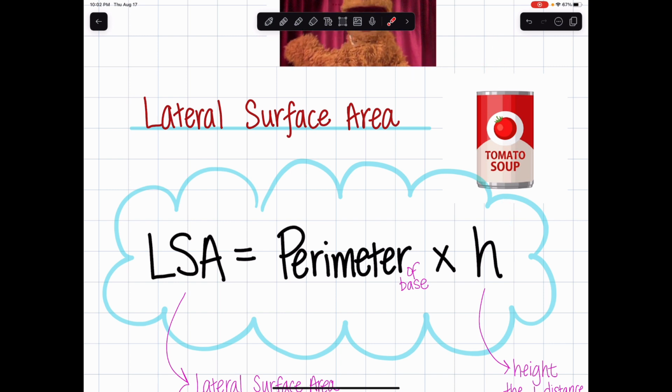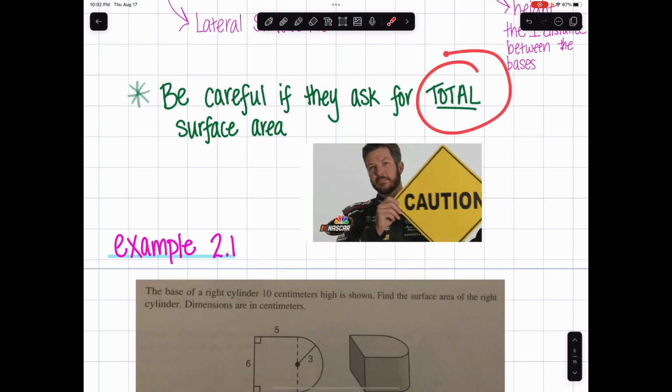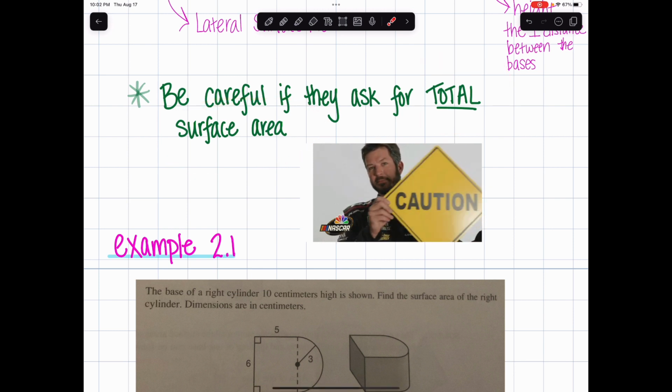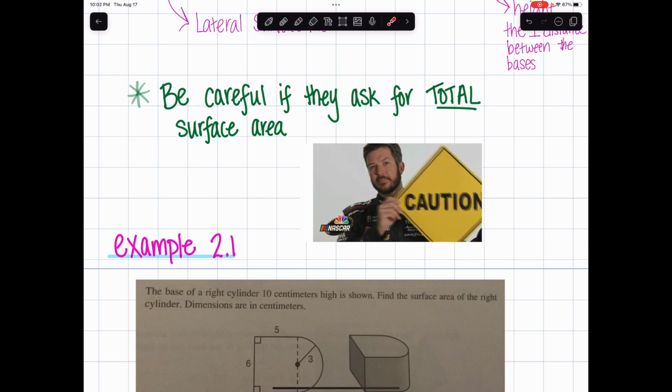But if you want to completely wrap it, you're asking for total surface area, like wrap the whole can. So if it's lateral surface area, they just want a label, a new label for that soup can. But if it's total surface area, they want to cover every square inch of that. Okay, so be careful. You have to pay attention to what they're asking you.